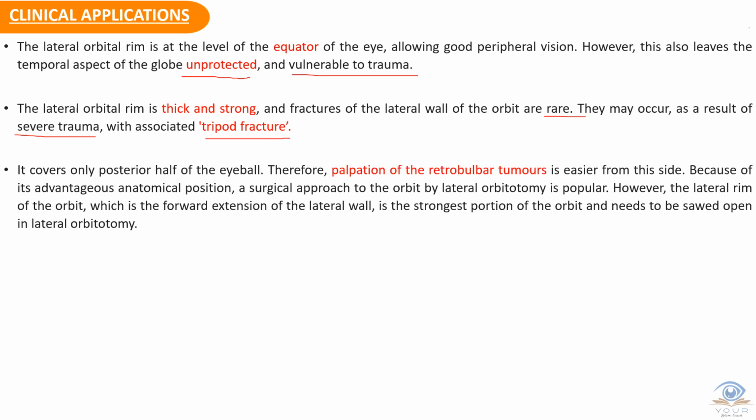The lateral wall covers only the posterior half of the eyeball. Therefore, palpation of a retrobulbar tumor is easier from this side. Because of its advantageous anatomical position, a surgical approach to the orbit by lateral orbitotomy is popular.